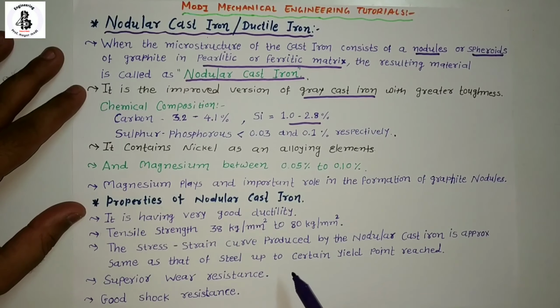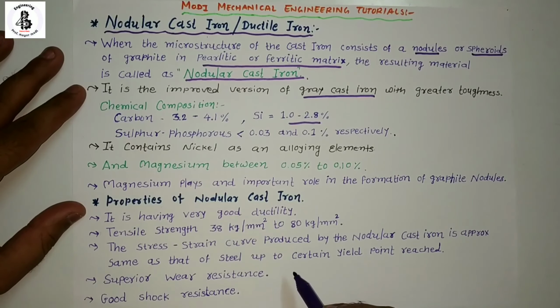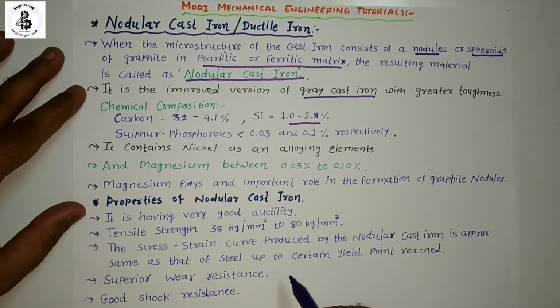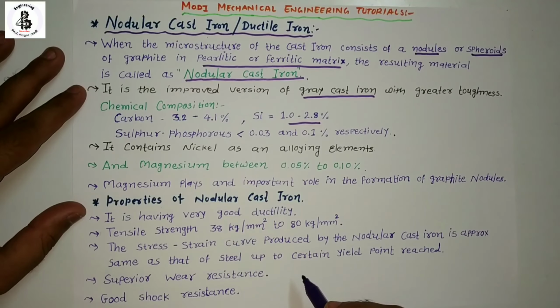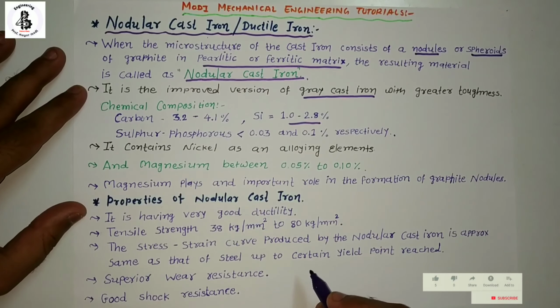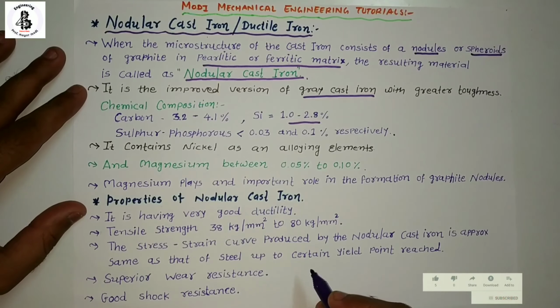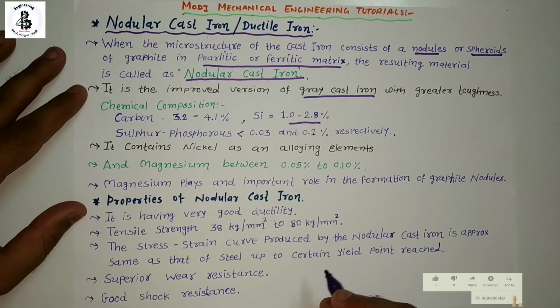Due to the good wear resistance, shock resistance and strength, nodular cast iron is widely used for crankshafts, metal working rolls, punch dies and sheet metal dies. It is also used for agricultural implements, machine hubs, and many more.